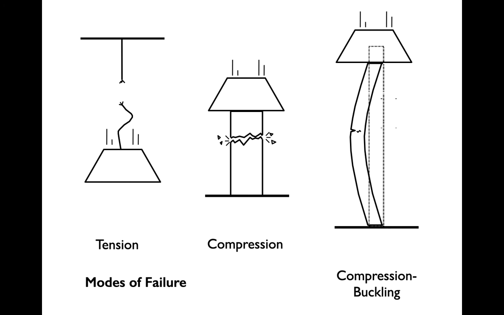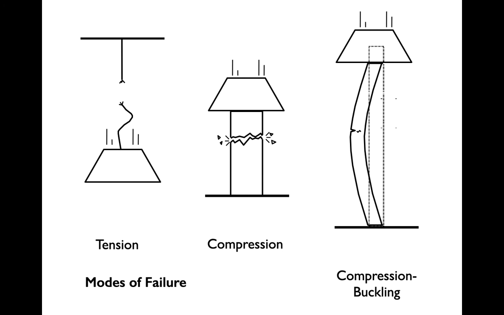And instead of actually crushing the material in a compressive element, the fastest way to the ground usually is to put that material into bending, to basically bend it out of the way and to have it fail, not in compression, but in bending. The way we get this is that as we compress a material, it has a certain resistance to bending, a stiffness that forces it to take the load in compression.